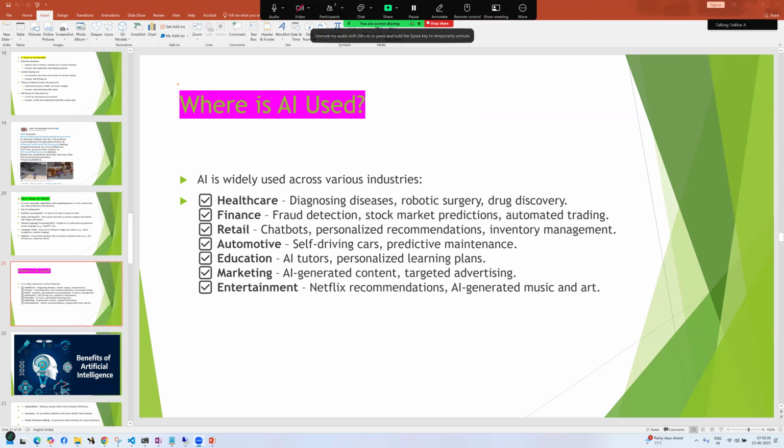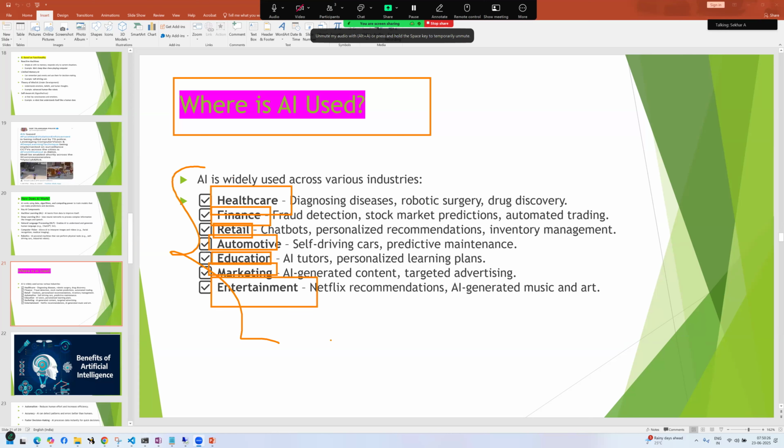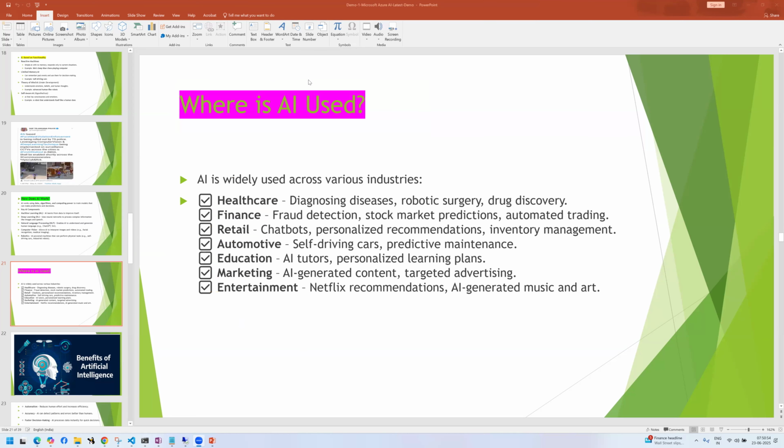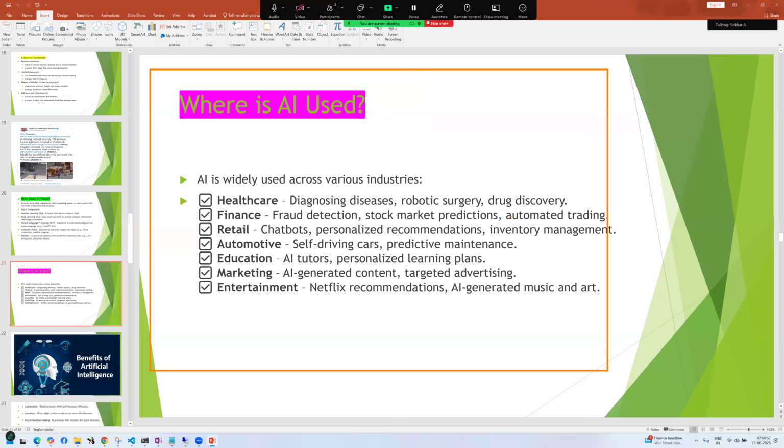Okay, see where exactly we can use AI. I can see healthcare, finance, retail, automotive, education, marketing, entertainment. Almost all sectors are using AI. BFS means banking and financial services sector. All areas are using AI. Clear? So this is the overview of AI.